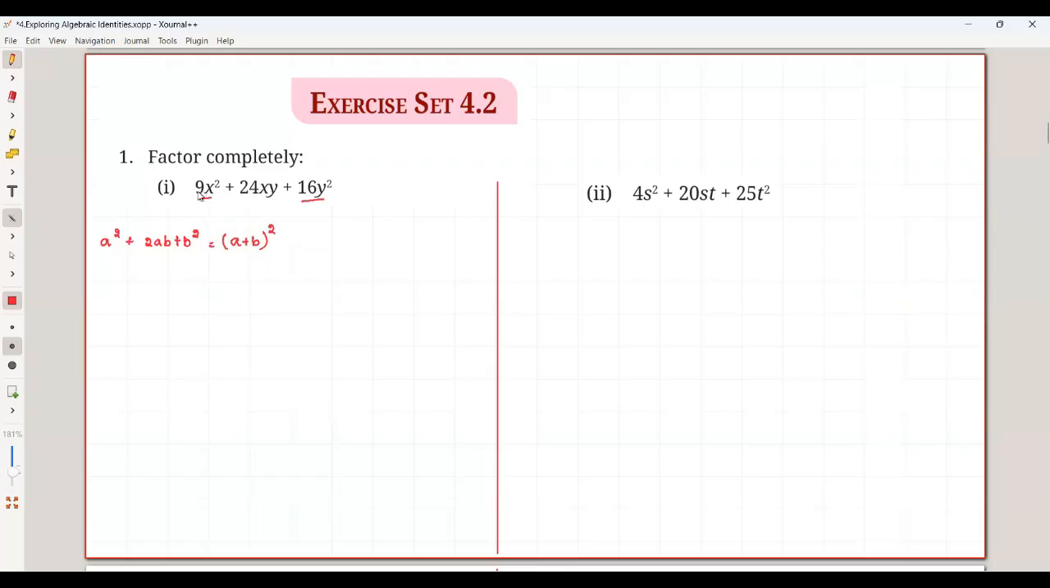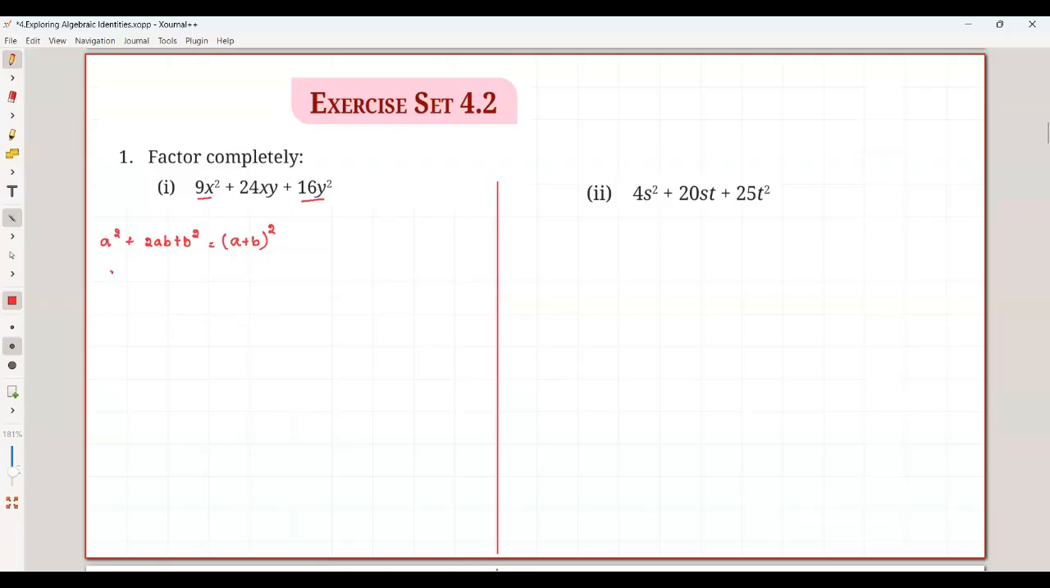Now here 9x square is given. We have to write this in the form of a square, and the same way, this last term we have to write in the form of b square. Then the answer will be easy. From this, if you find what is a and what is b, that is our answer: a plus b the whole square.